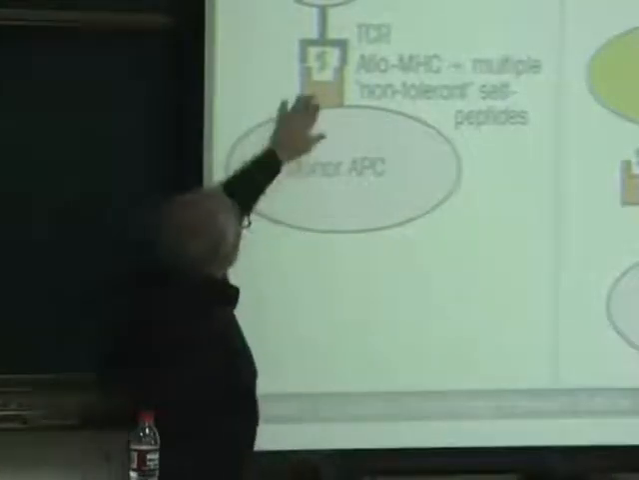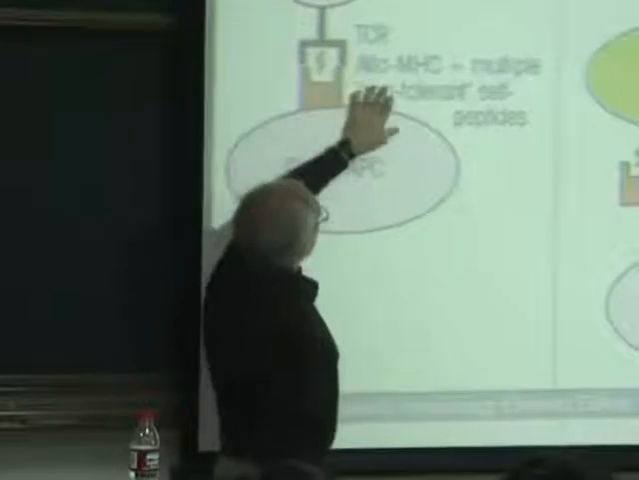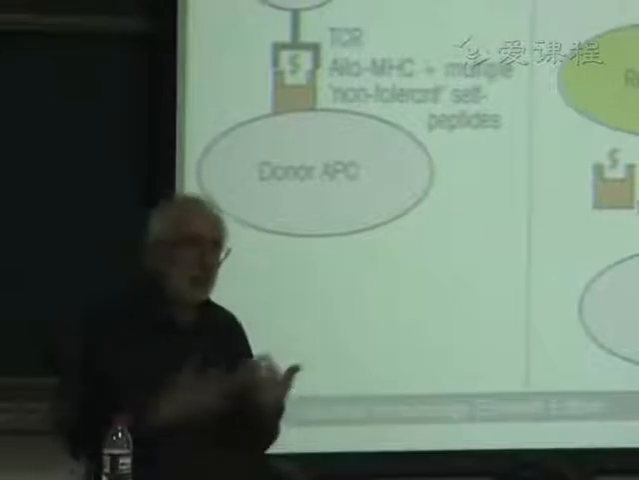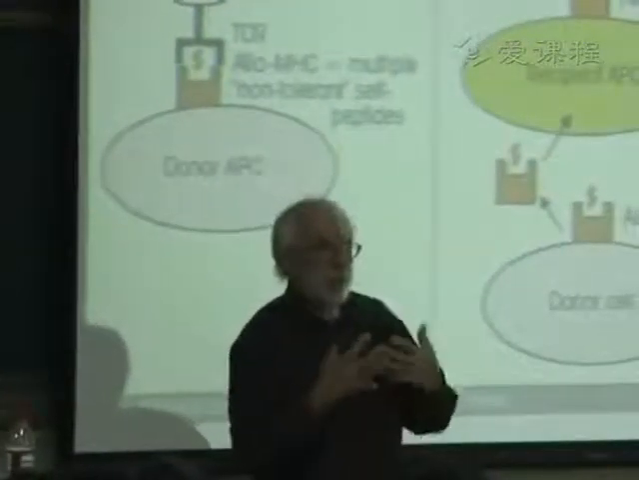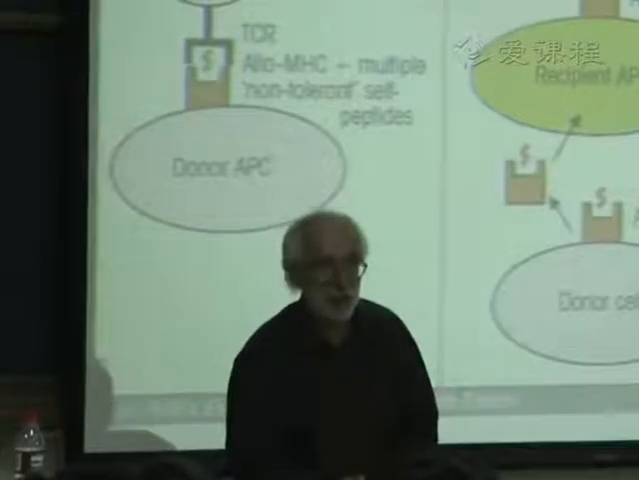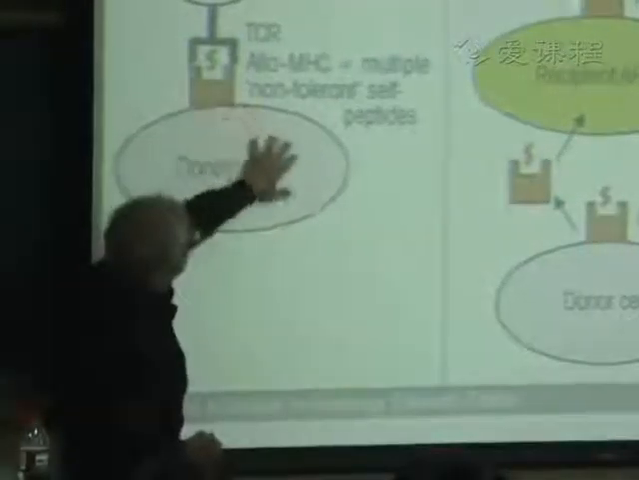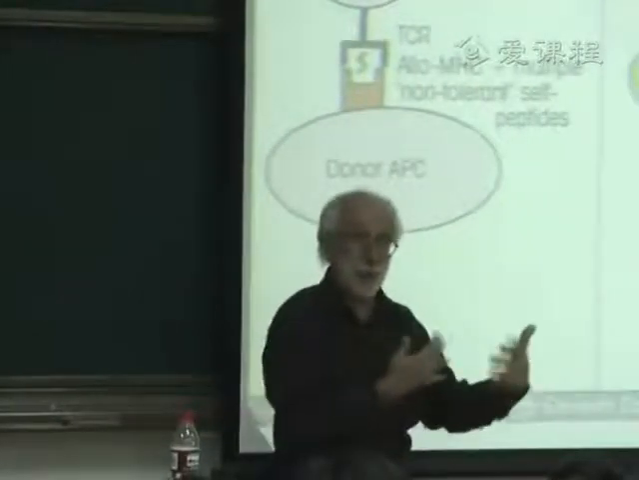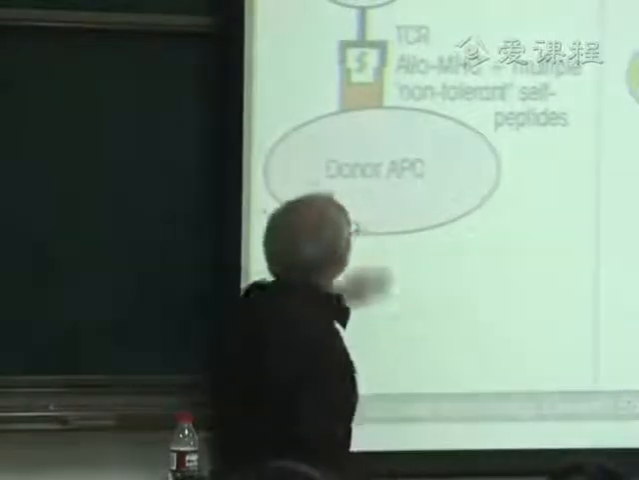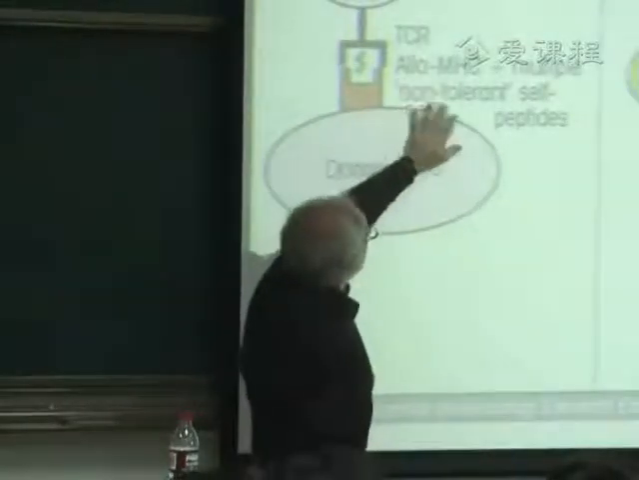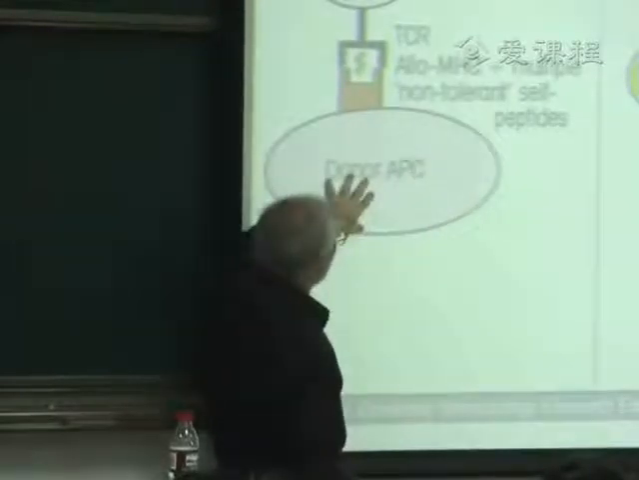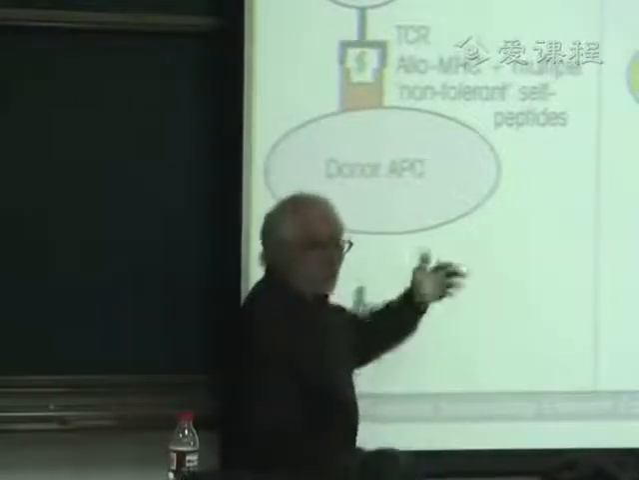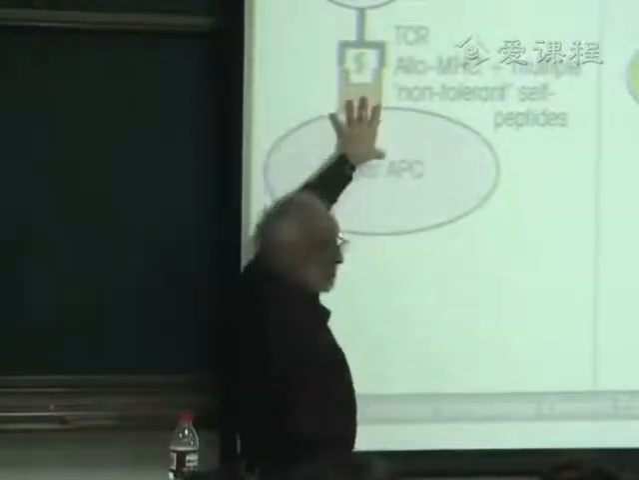But because this MHC is different to the MHC in the recipient, then it can be presenting peptides that the recipient will not be tolerant to. The recipient will be tolerant to peptides produced by their own MHC molecules. But they won't be tolerant to peptides presented by this allo-MHC, because that MHC is different and therefore will present different peptides. Okay? So you get allo-MHC with multiple non-tolerant self-peptides. They're self to the donor APC, but they're not self to the recipient in their form of being presented by the MHC.